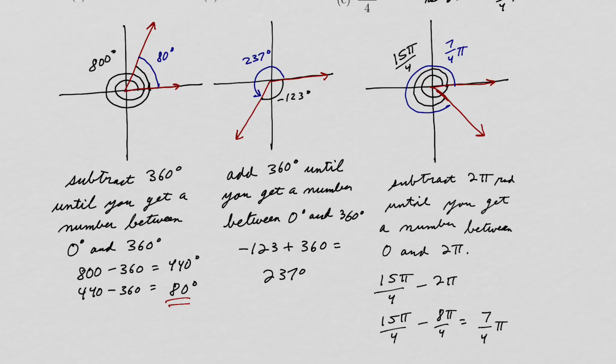Okay? So often we might be given some angle, and we want to put it in the range 0 to 360, or equivalently 0 to 2 pi. 0 to 360 degrees, or 0 to 2 pi radians. So that's what you do. You're basically either going to subtract 360 or add 360 until you get a number in the range that you want. And if it's in radians, you're either going to subtract 2 pi or add 2 pi until you get the angle in the range that you want, between 0 and 2 pi.